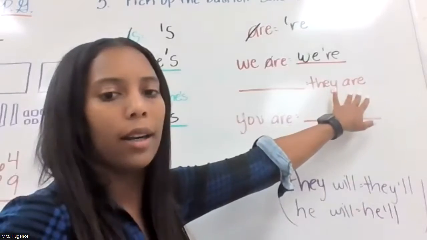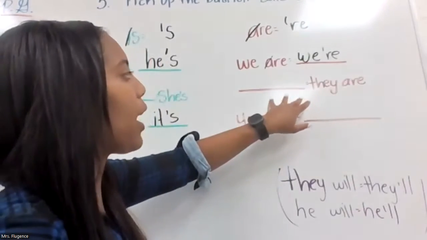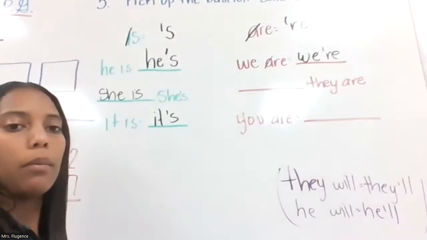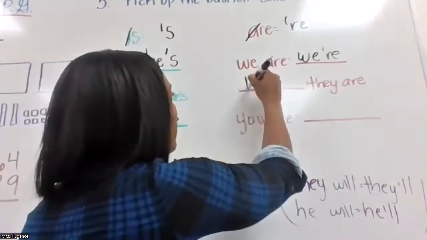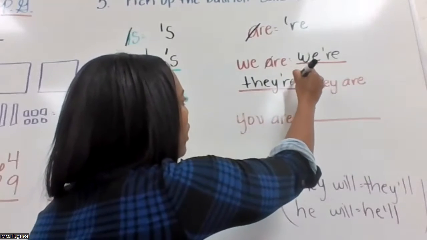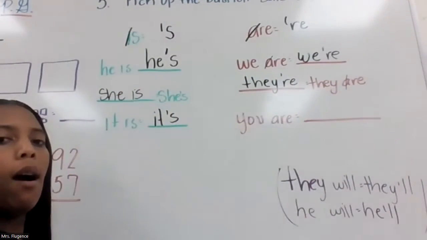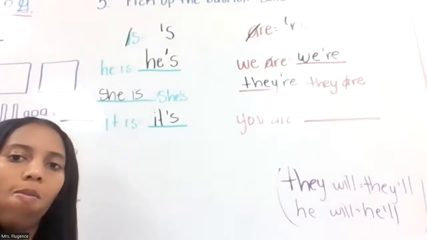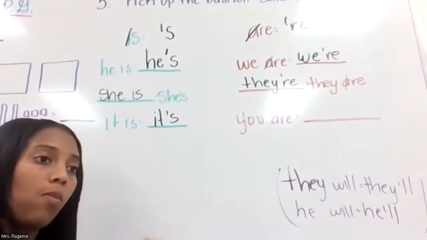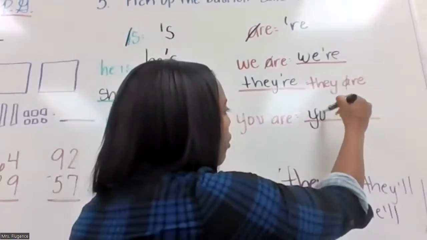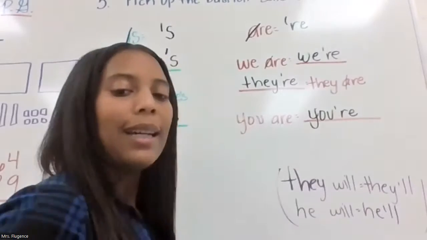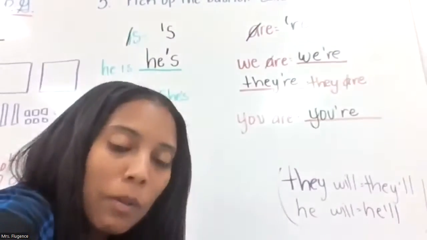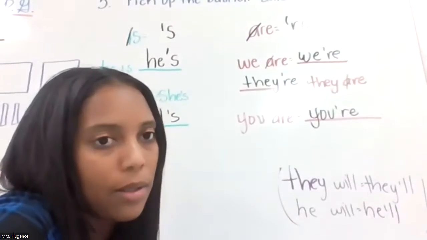Next, I have they are. What would be the contraction for they are? They're. T-H-E-Y apostrophe R-E. And you are. What would be the contraction for you are? You're. Y-O-U apostrophe R-E. Good. So that's contracting. When we take two words, we put them together to make a shorter word. We take out letters and we put that apostrophe in place of those letters that we took out.